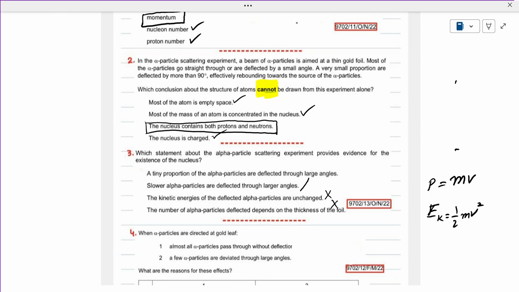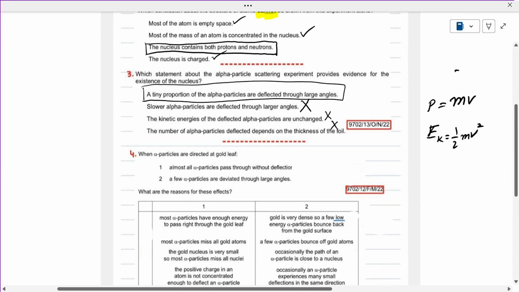That's not true. The particles which hit the nucleus were deflected at larger angles. Next option: a tiny portion of the alpha particles are deflected through a large angle. That's not true, because a very small number of the alpha particles were deflected at large angles, which were hitting the nucleus.